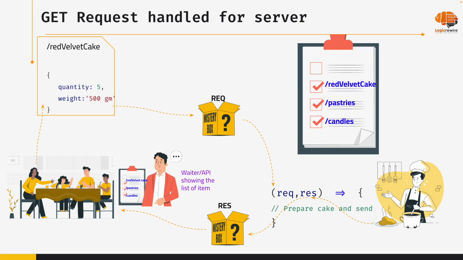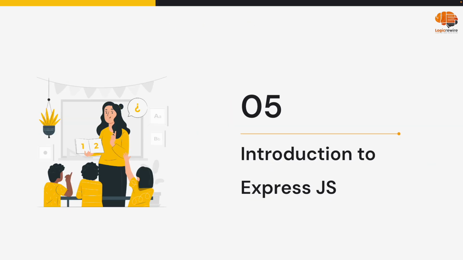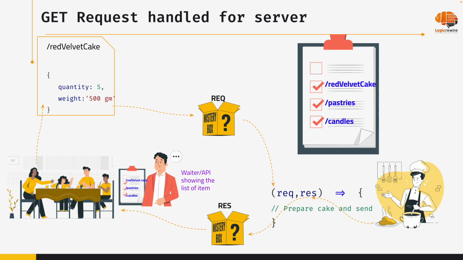So, introduction to Express. Before the introduction, I think you have already seen the previous one: how the client will give the request. See, this is the slash red velvet cake. The client will give the request, and in the body it will pass quantity 5 and weight 500. These are the things a client will be sending. That will pass to the request box, and the waiter will have the whole list. See, this restaurant has these many things: red velvet cake, pastry, candle, but the client has requested red velvet cake.